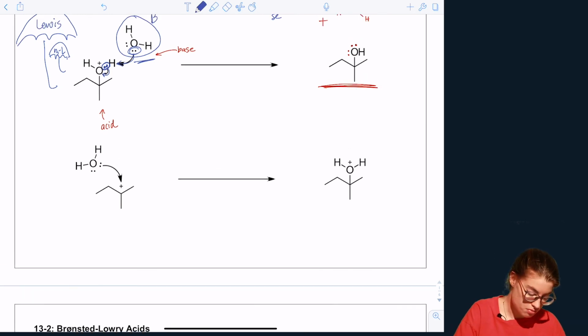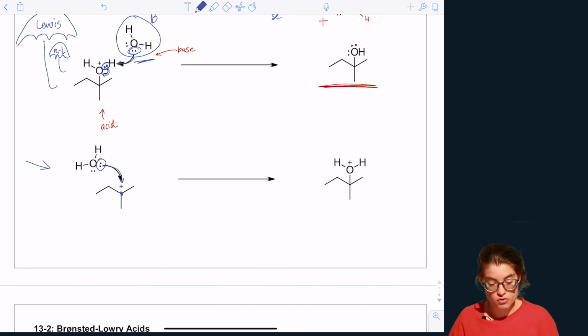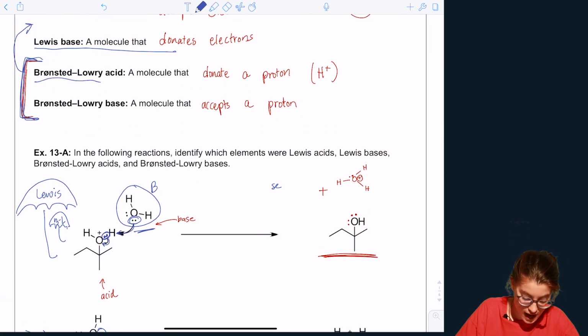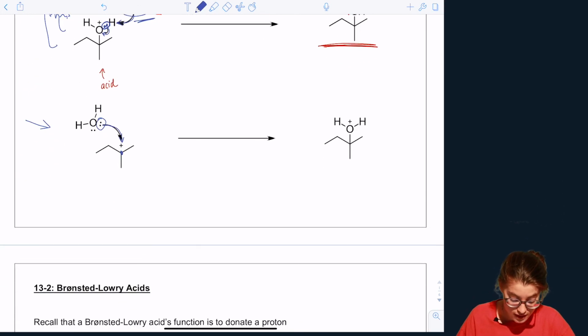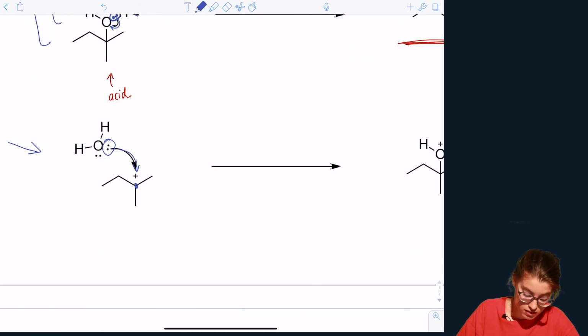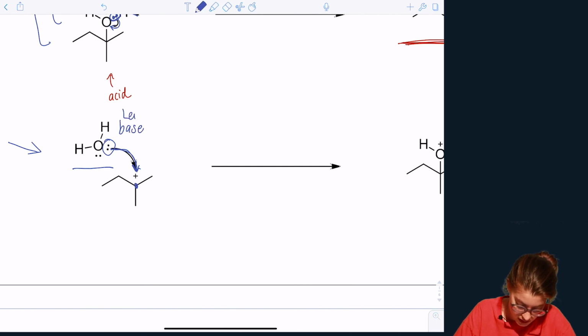So here's an example where I have a water molecule donating its electrons to the carbocation. So there's no protons involved in this whatsoever. Because there's no protons involved, I can't use my Bronsted-Lowry acid and base definition. But I have my Lewis acid and base definition, and those follow the electron movements. So the molecule that donates electrons is the acid. No, wait, nope, I lied. It's the base. Okay, so this is a Lewis base.